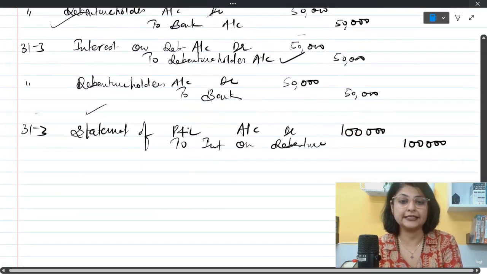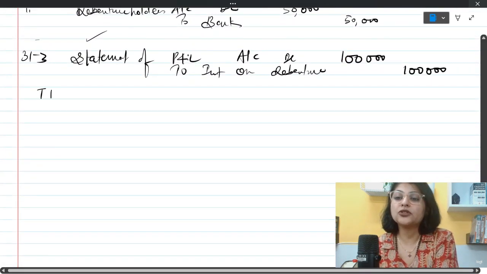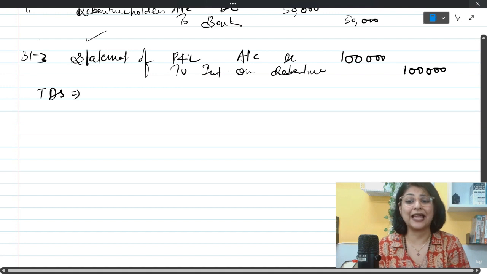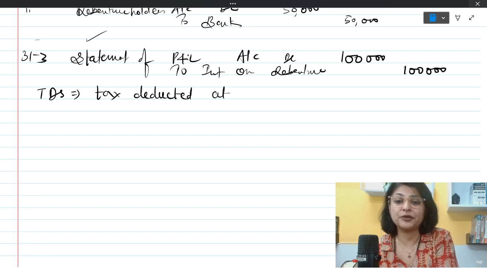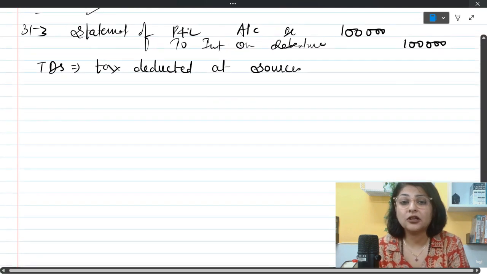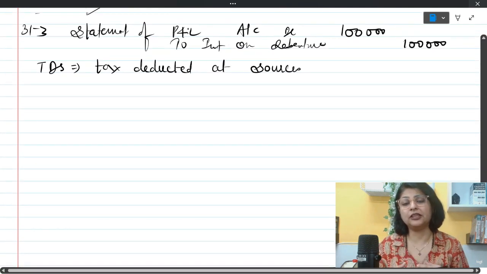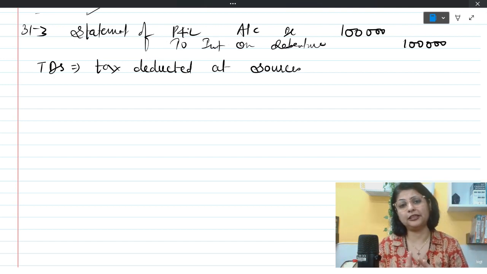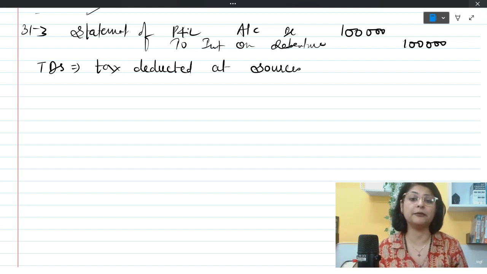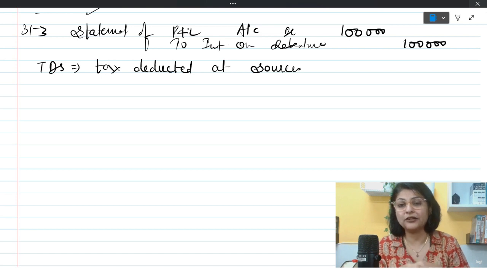What is TDS? Let us understand that first of all. So TDS means tax deducted at source. Let me write tax deducted at source. Tax deducted at source means what? See, all the debenture holders have to pay tax on the interest income which they are receiving from the companies. Now, from the government's point of view, government will find it difficult to catch hold of so many debenture holders and charge them the tax, then government does one very smart thing.